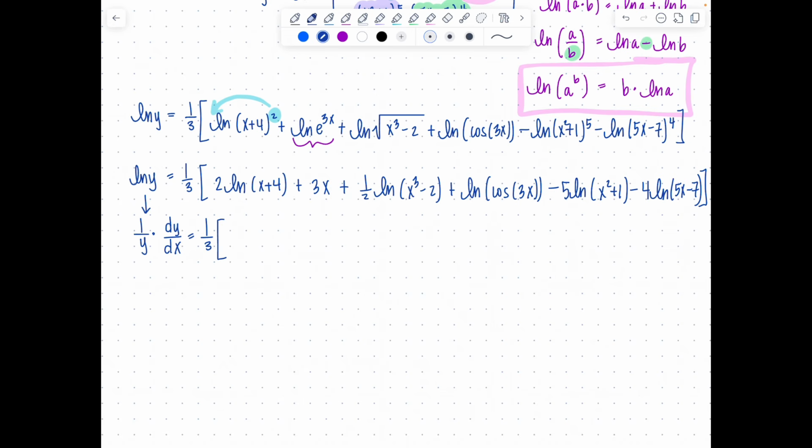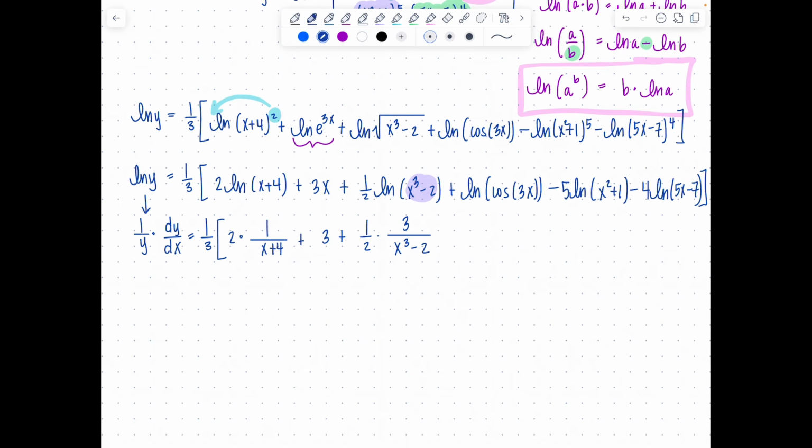Okay, here we go. The constant just hangs out. The derivative of natural log of something is 1 over the something. Perfect. The derivative of 3x is 3, plus, leave that constant alone. The derivative of natural log of something is 1 over the something. I left the numerator blank because we have to do chain rule. So the derivative of x cubed minus 2 is going to go up top.